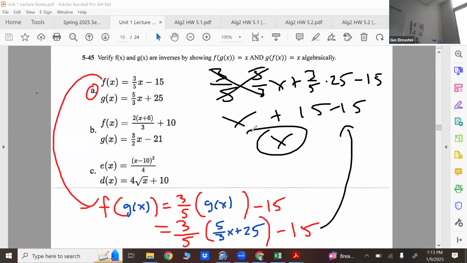Which part are you talking about, Tom? Here? Because there's only one of them, how do you get two up there? Oh, I distributed 3/5 inside. I distributed 3/5 and I worked it out. So I did 3/5 times 5/3 and 3/5 times 25. Yeah, that's what I did up here.